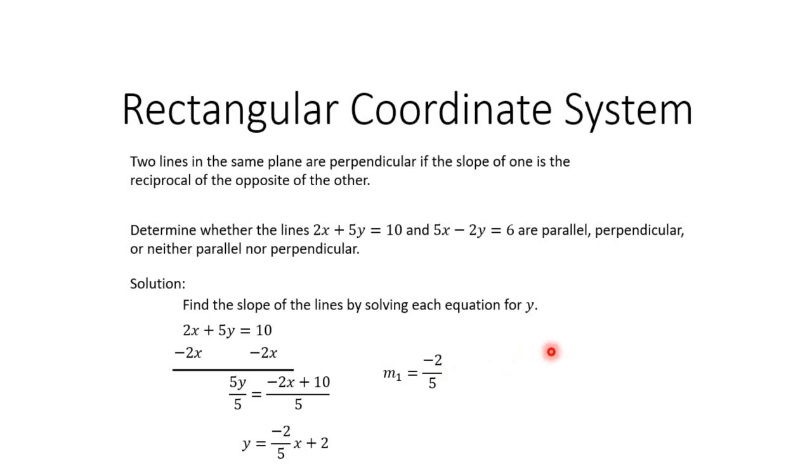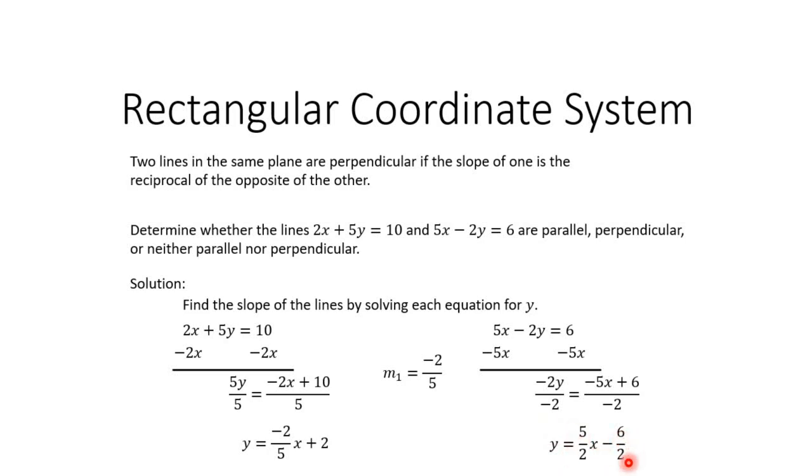Let's see. So we take the equation. First, we're going to subtract 5x from both sides. That's going to leave me with 2y is equal to negative 5x plus 6. Then we're going to divide both sides by negative 2. The negative 2's are going to cancel on the left. I'm going to get y is equal to 5 over 2x minus 6 over 2. But 6 over 2 is just 3. And then we get the slope of that second line to be positive 5 over 2.